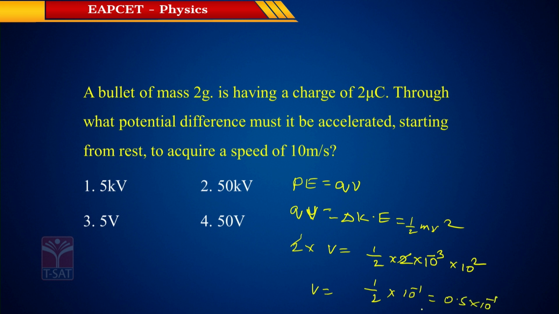Therefore, what is the value? 0.5 into 10 to the power minus 1, that value is 5. Okay, therefore this is the correct answer. Okay children, let us see the next episode.